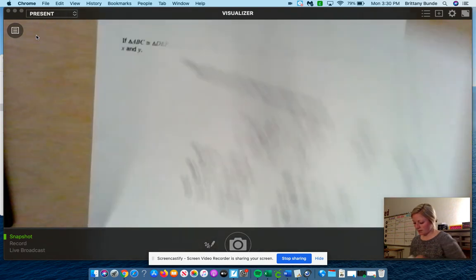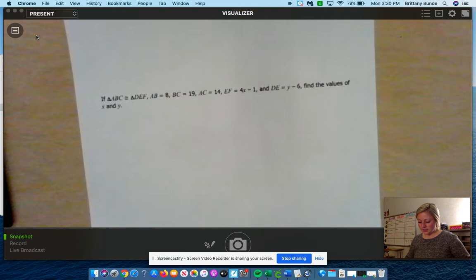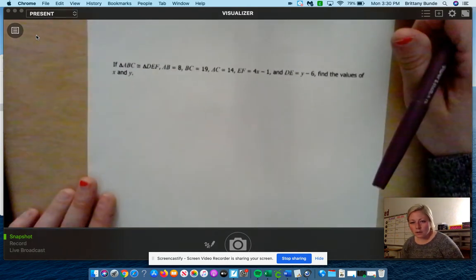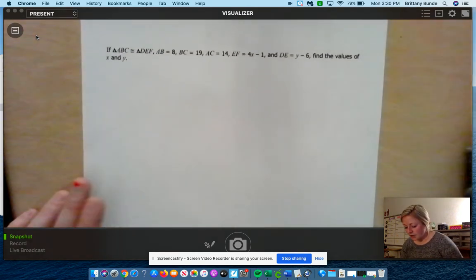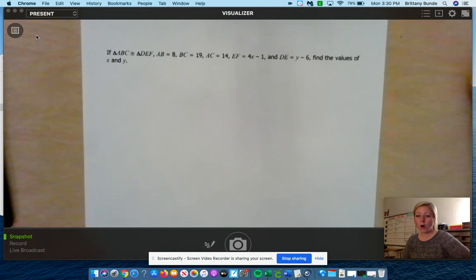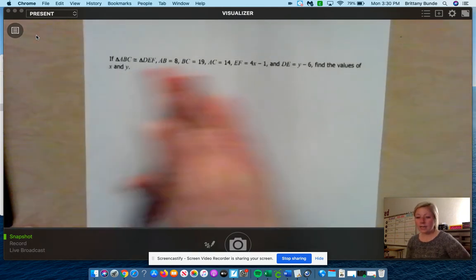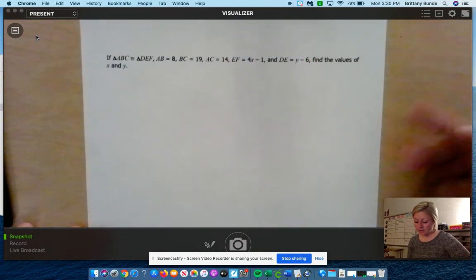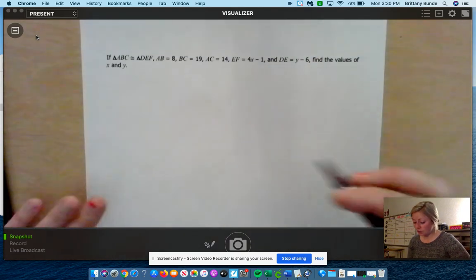Okay, and then our last problem for today, it says triangle ABC is congruent to triangle DEF. AB equals 8, BC equals 19, AC equals 14, and EF equals 4x minus 1, and DE equals y minus 6. Find the values of x and y. Holy cow. So this would be a time when I would draw a picture because there's just a lot going on in this set of instructions.